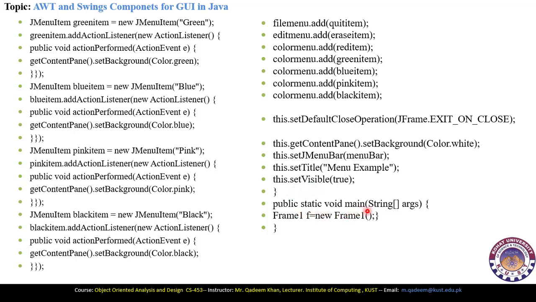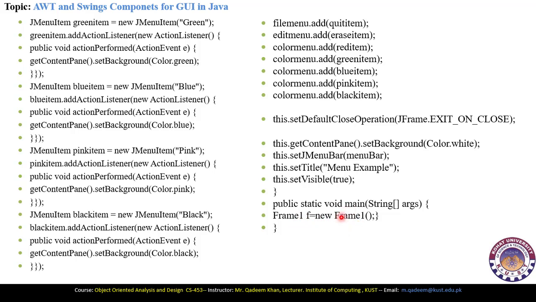Here is the public static void main function. Frame1 f = new Frame1. Every Java program must have at least one function which is called the main function, and here we have just defined the object of Frame1, f = new Frame1, and this calls the constructor here.